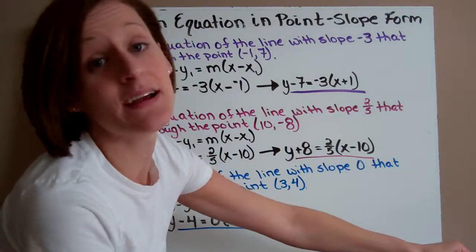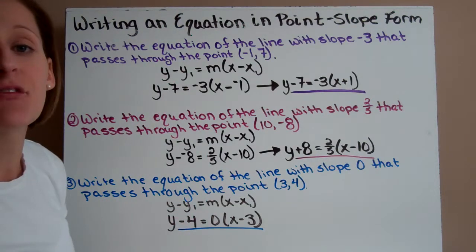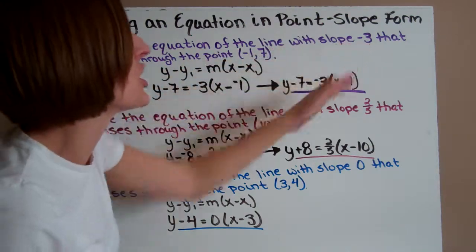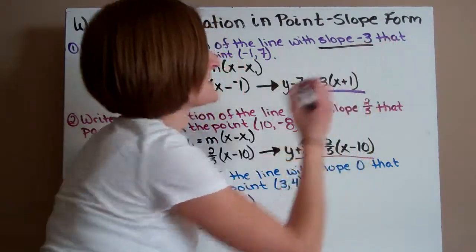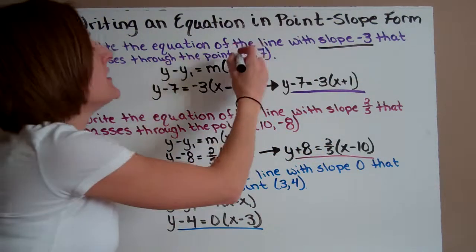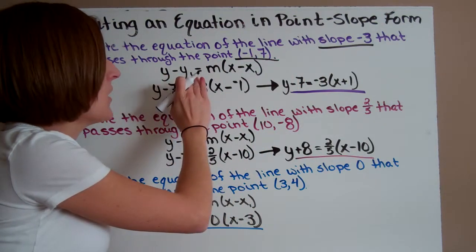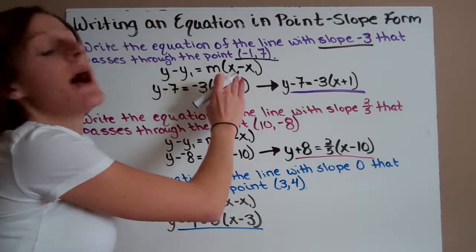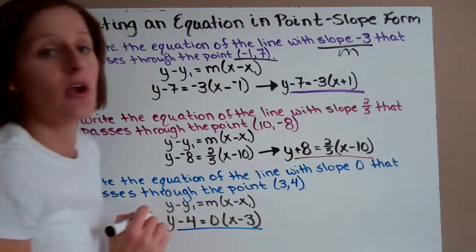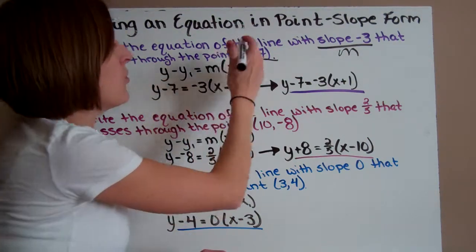Alright, now writing an equation in point-slope form. This is fairly easy. All you're doing is taking the information and plugging it into a form. So we're going to write the equation of the line with the slope of negative 3. So that's my m value. It passes through the point negative 1, 7. So I'm going to take my form: y minus y1 equals m times x minus x1. Here's my m right there, so I plug that in for m. That's negative 3.